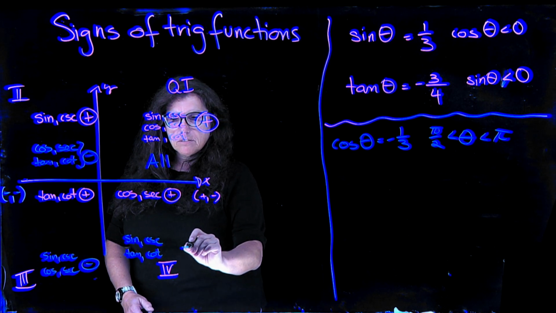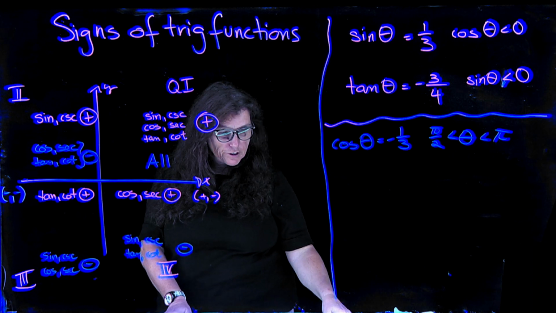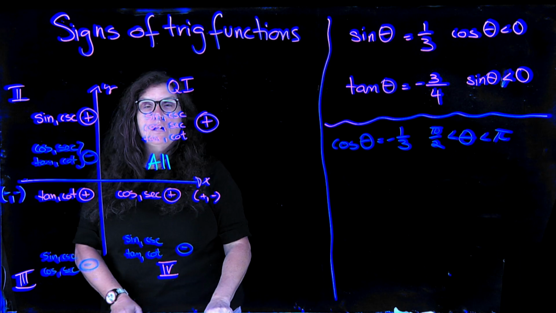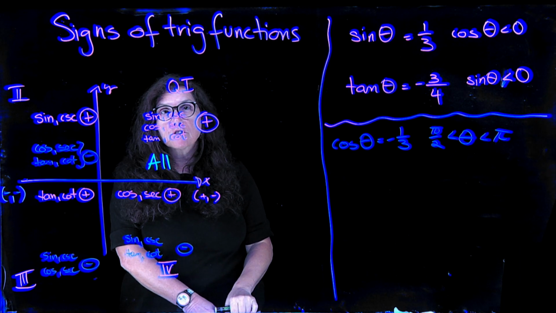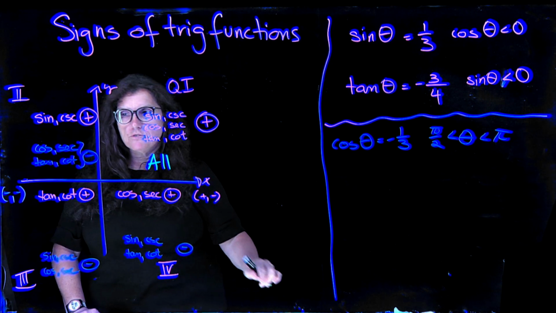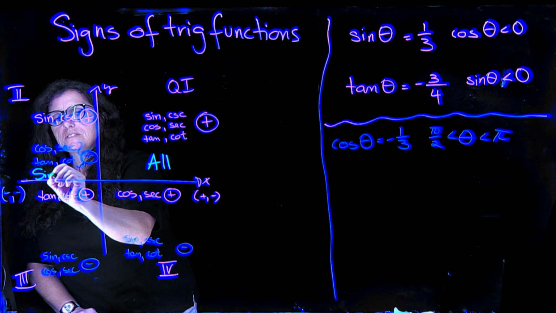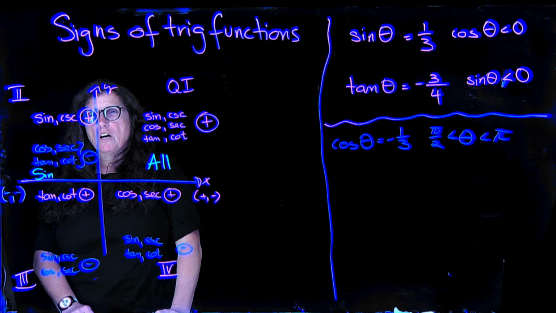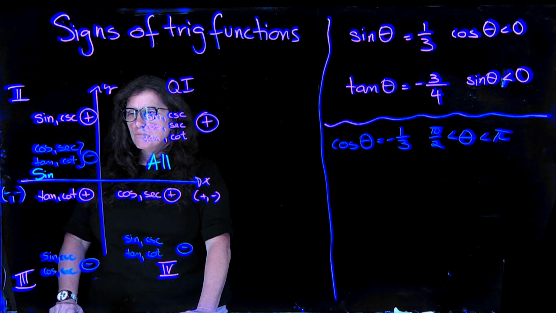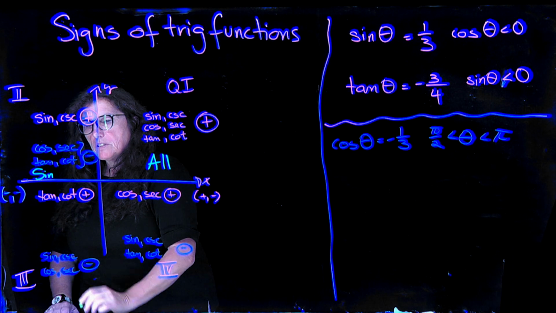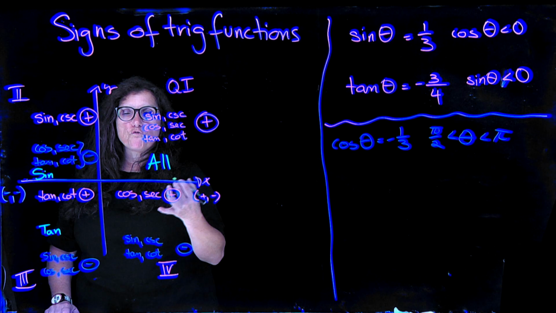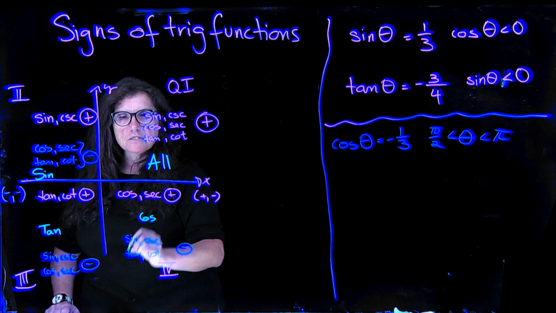Oops, minus sign. Okay, so actually a different color. We have all trig functions in quadrant 1 are positive. In quadrant 2, only the sine function is positive. And of course, the reciprocal, it's understood, but I'm just going with the main one, which is the sine. In quadrant 3, the tangent is positive, and in quadrant 4, the cosine is positive.